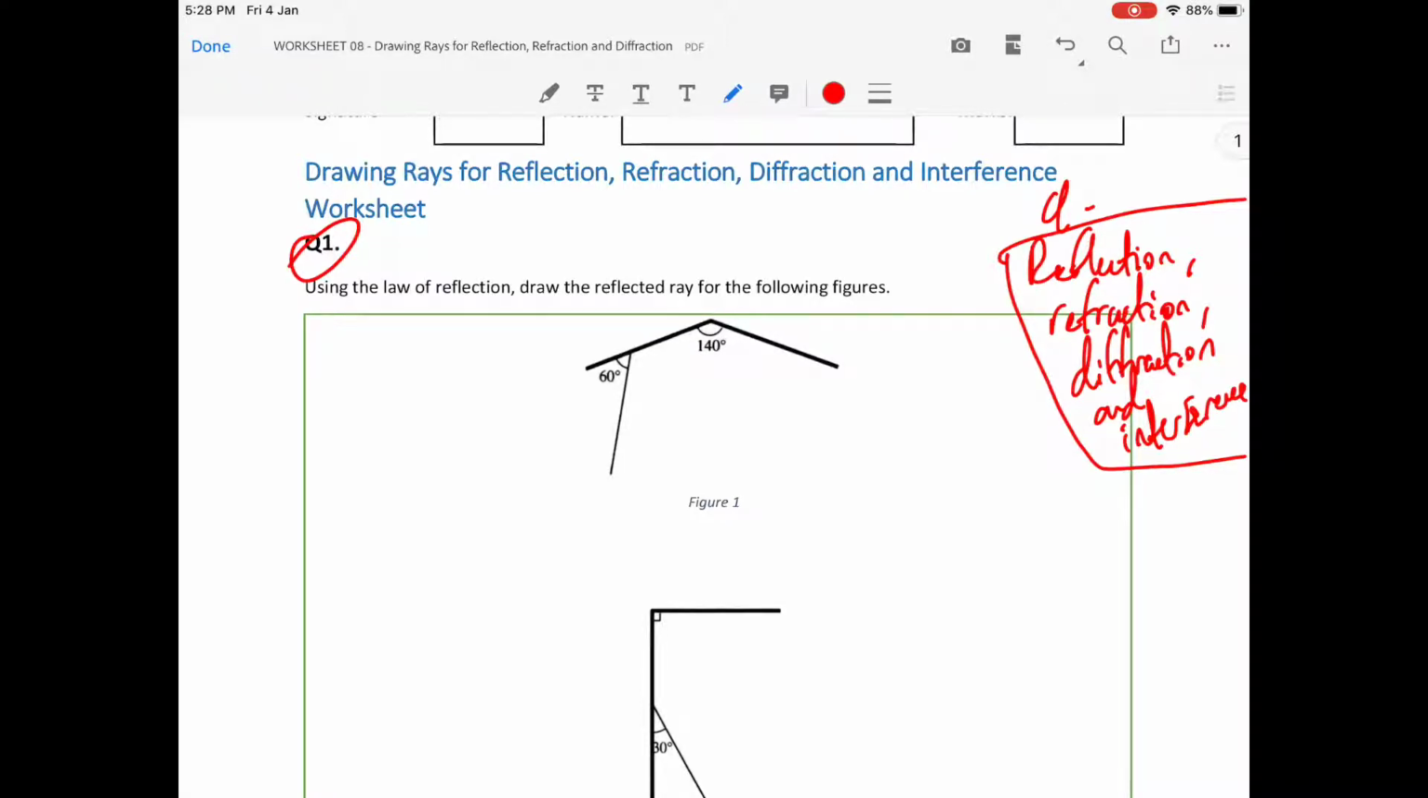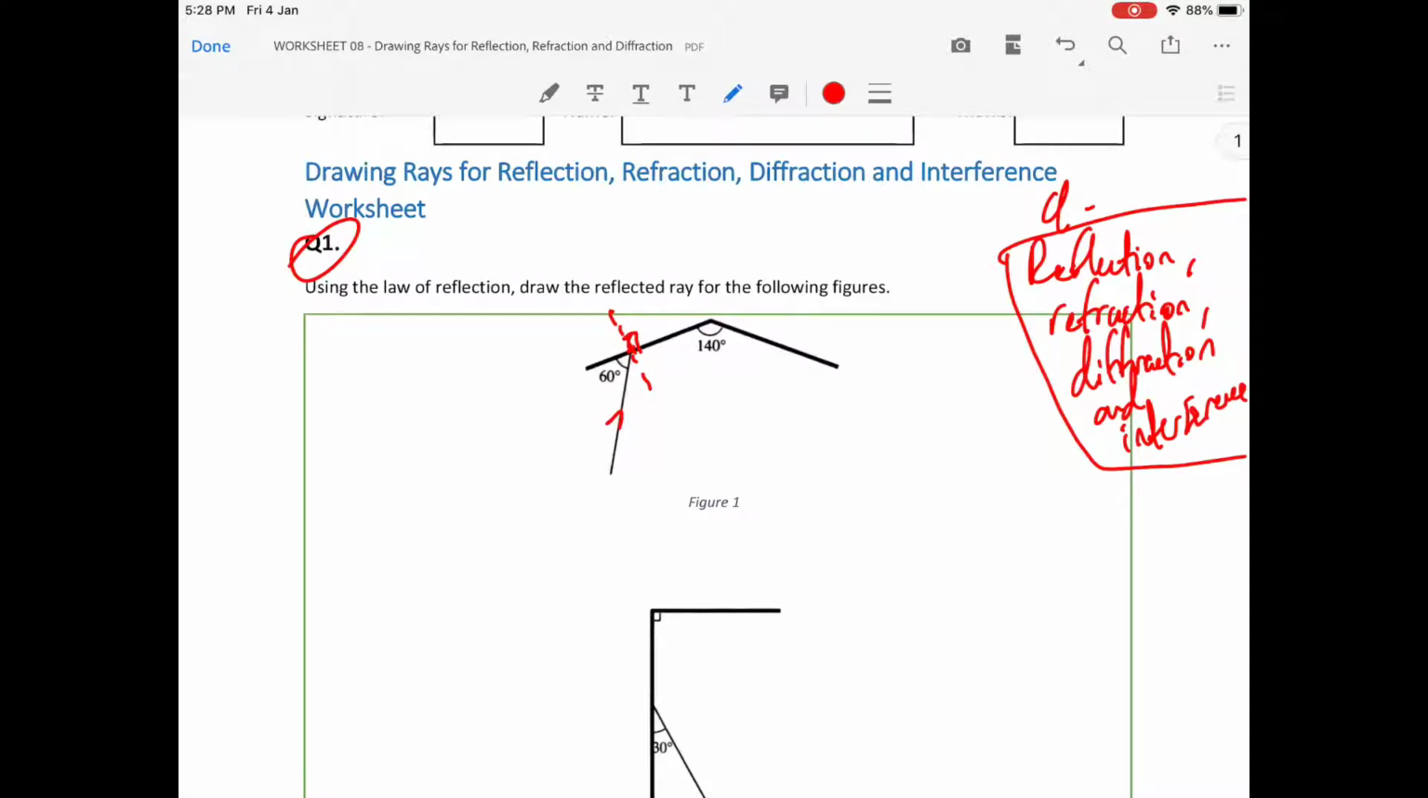First step when doing a reflection question is to draw the normal line. For example, when this ray hits at this point here, use a protractor or a ruler to draw a normal line. What's a normal line? It's just a dotted line at a 90 degrees angle to the surface. At this point here, just draw a dotted line. Make sure this line is at 90 degrees to the surface.